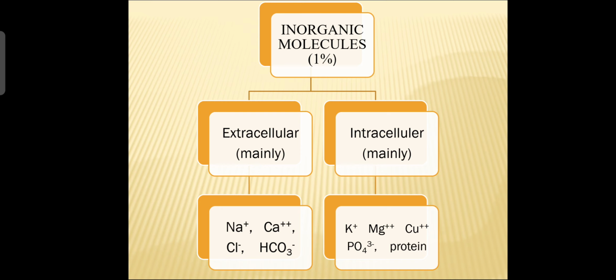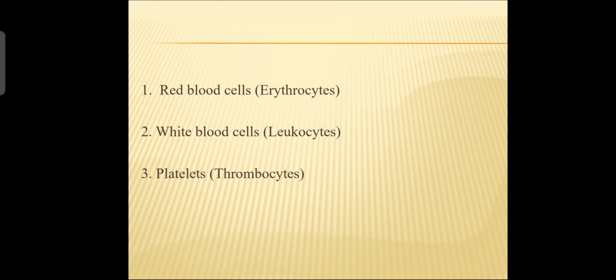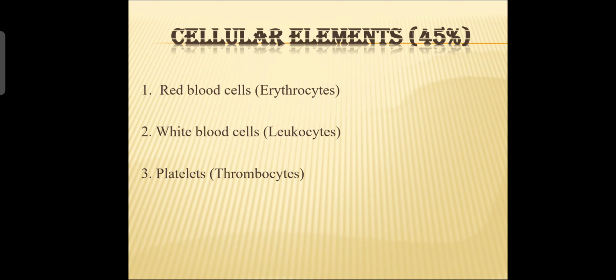Inorganic molecules are extracellular and intracellular. So extracellular are sodium, calcium, chloride and bicarbonate. Intracellular are potassium, magnesium, copper, phosphate and protein. So which are the cellular elements of the blood? That is RBC, red blood cell or erythrocyte, WBC, that is leukocyte, and platelets, that is thrombocyte.